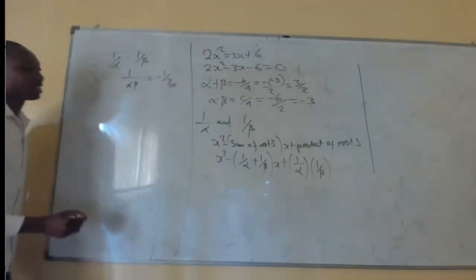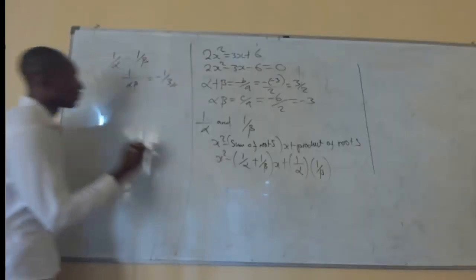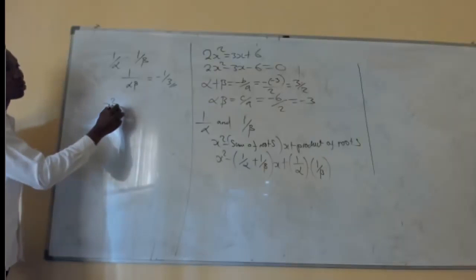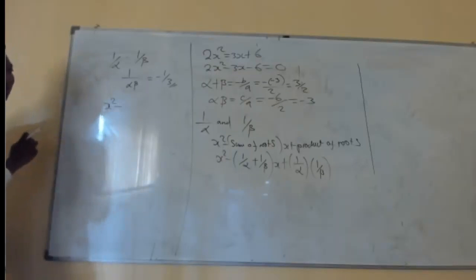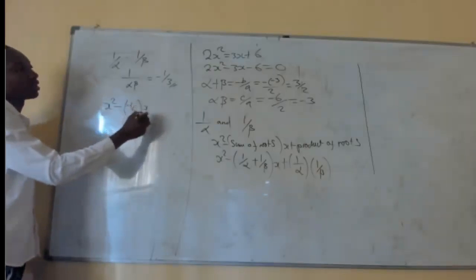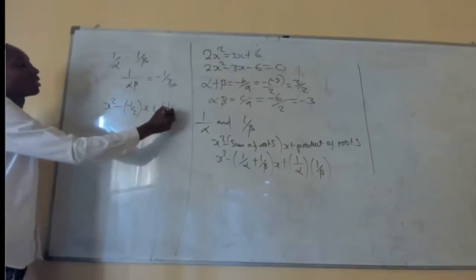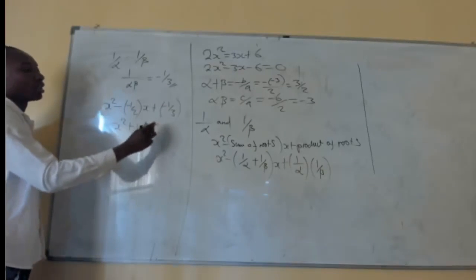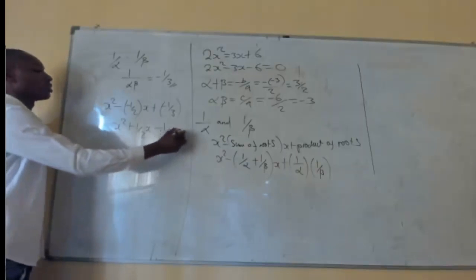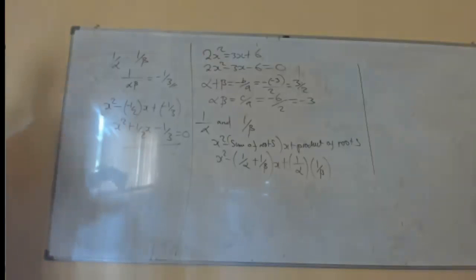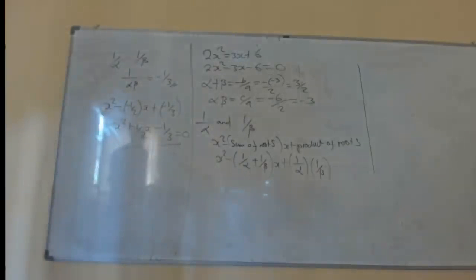Okay, so the quadratic equation we are looking for is therefore x squared minus the sum of the roots, which is negative half, x, plus the product of the roots, negative 1 over 3. Okay, so we have x squared plus 1 over 2 x minus 1 over 3 equals 0. So that is the equation that you have been asked for.